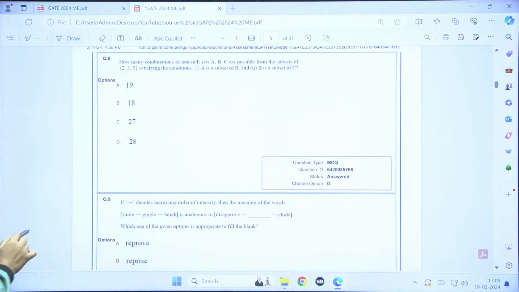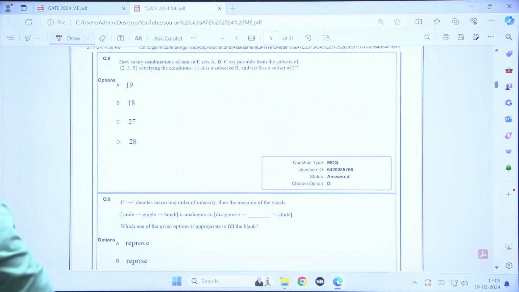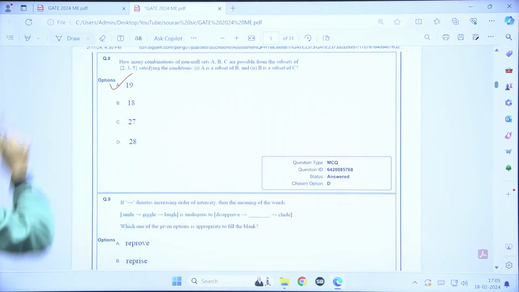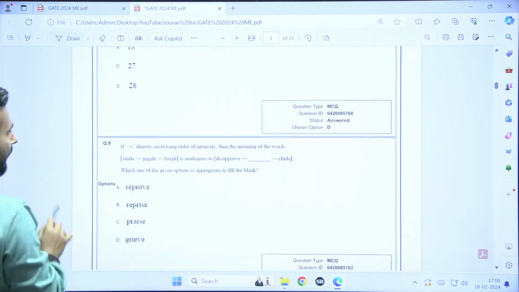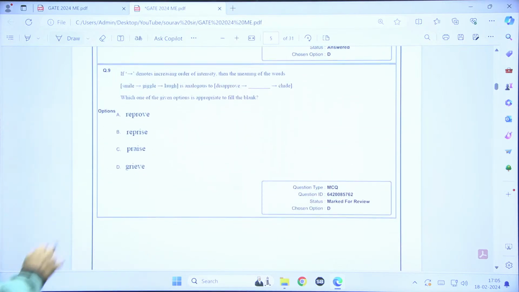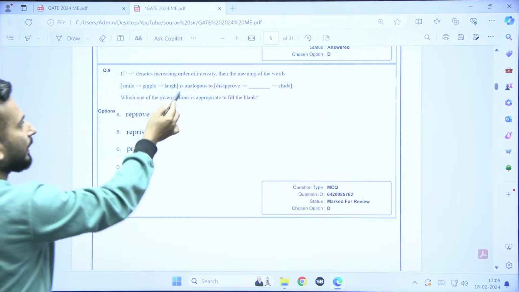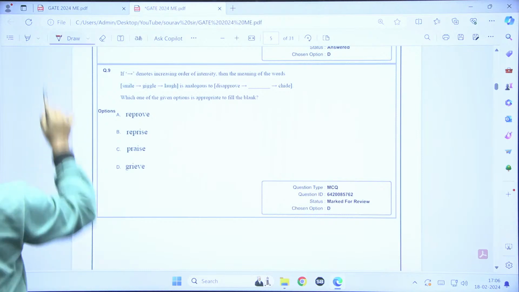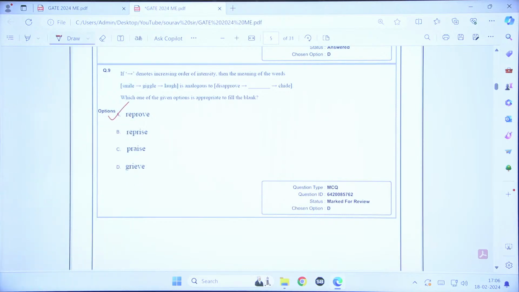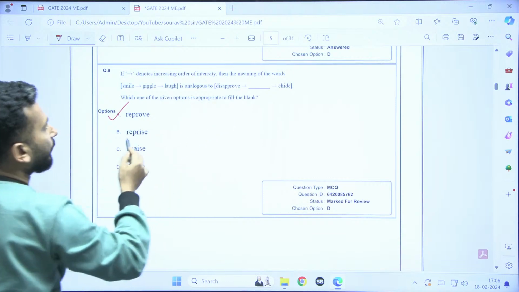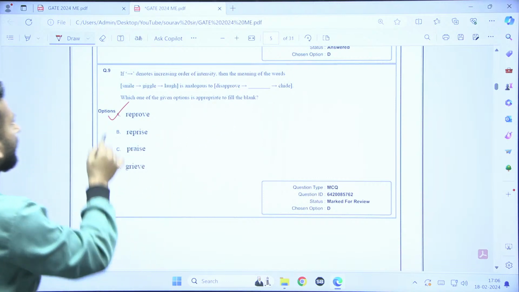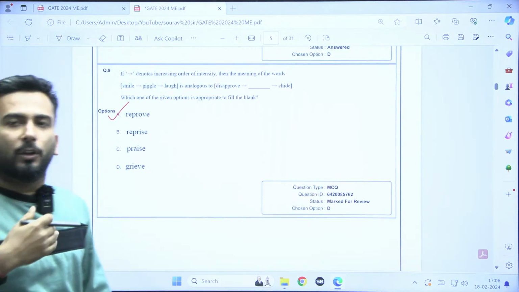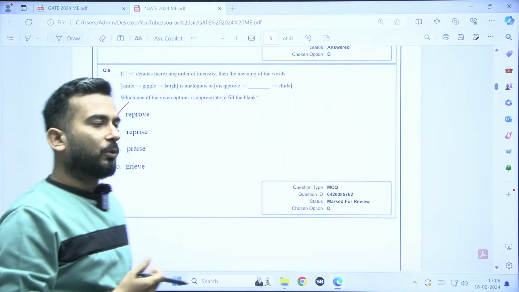How many combinations of non-null sets? For question number 8, your answer will be 19, that is A. Now this one, smile, giggle, laugh. If you do the analogy, disapprove will be equal to reprove, and then chide. Chide is the extreme form of disagreement, so reprove is the answer. Disapprove means something with which you do not agree.